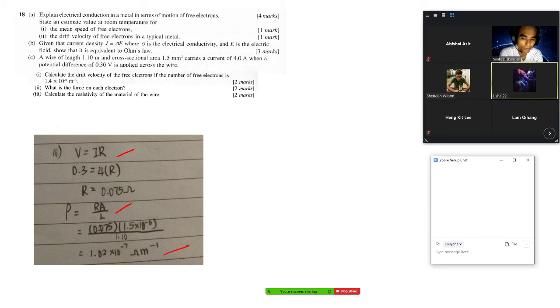Mostly what Sheridan has done is correct. Maybe 80% of the answer he gave is correct.